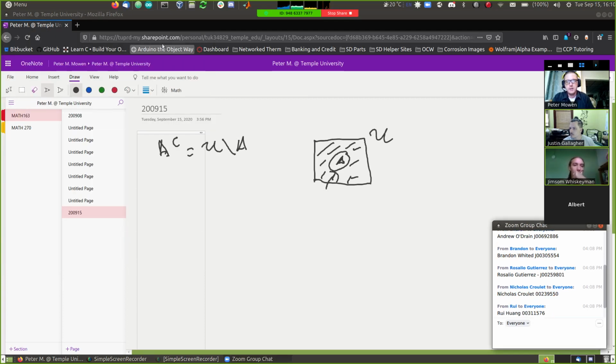Yeah, so A complement is the universe without A. So if this box is our universe and this circle is A, then that shaded part is A complement.